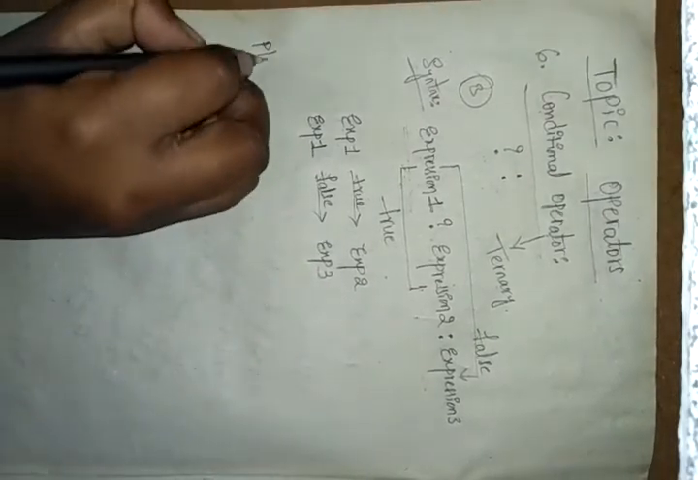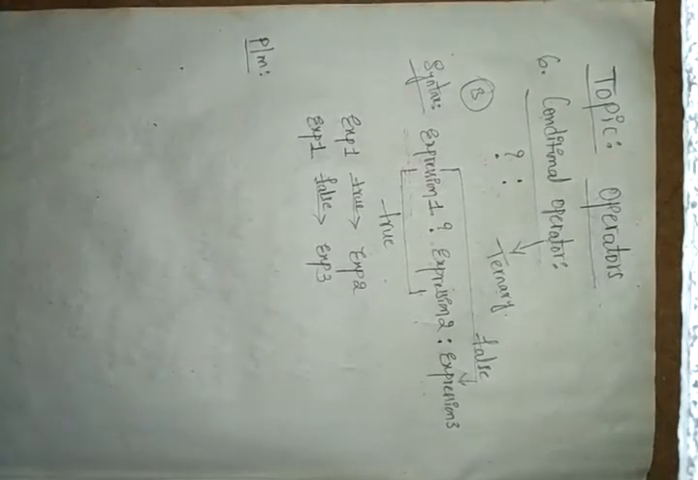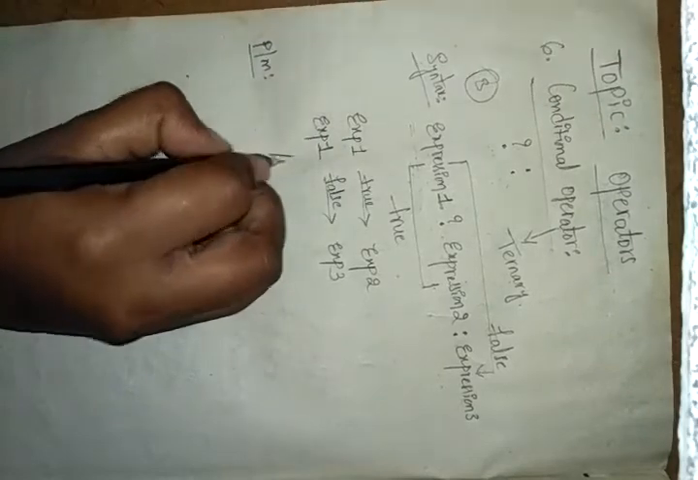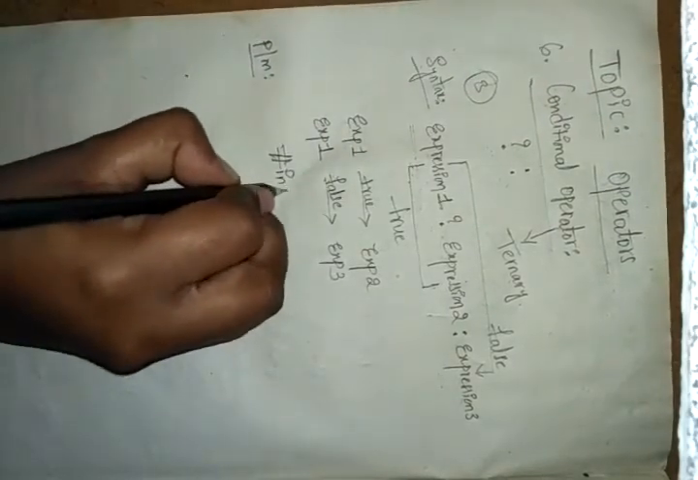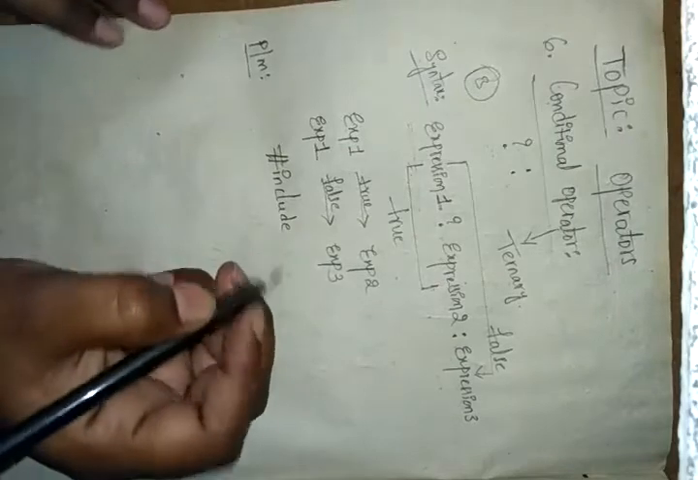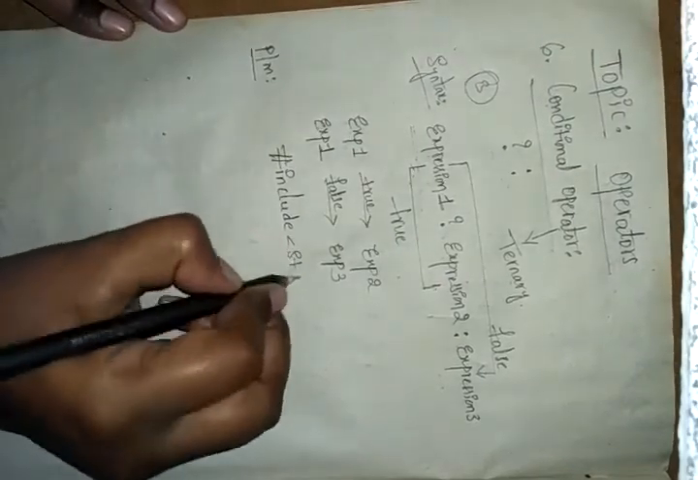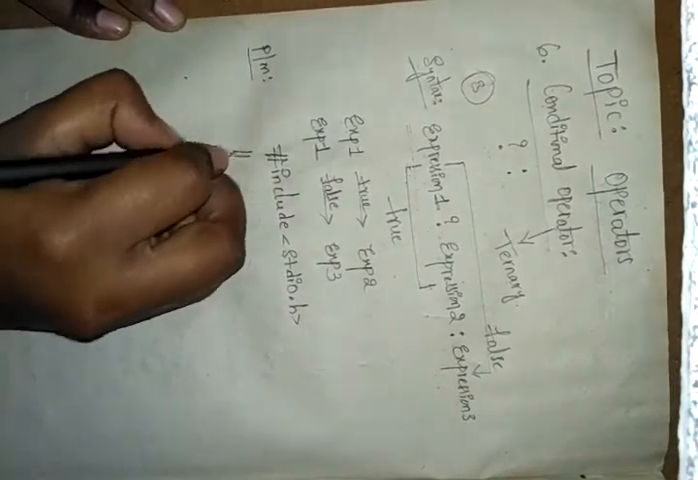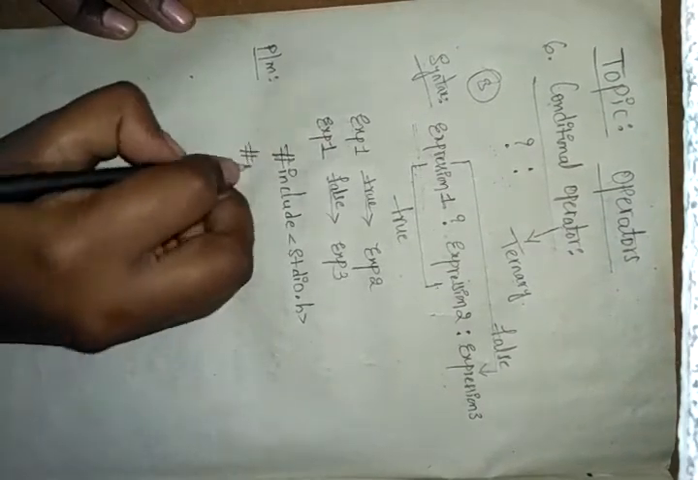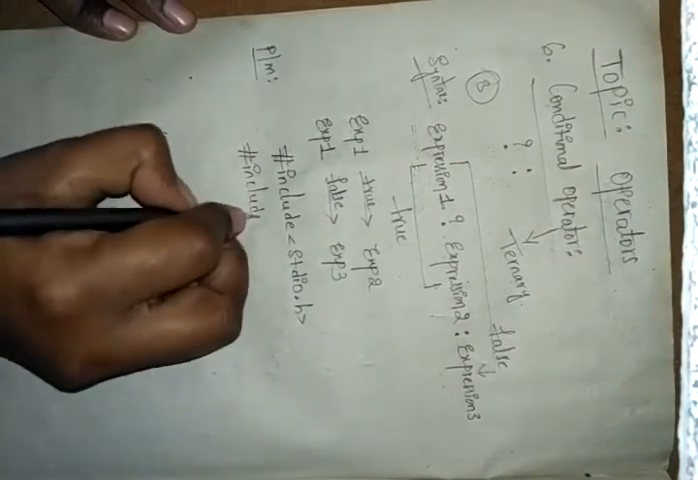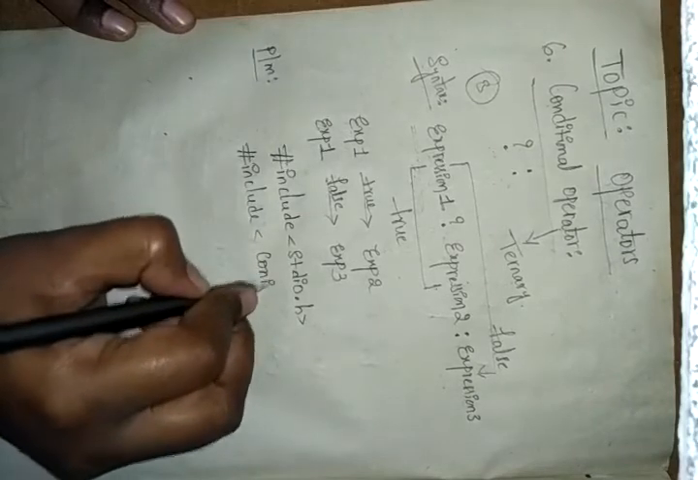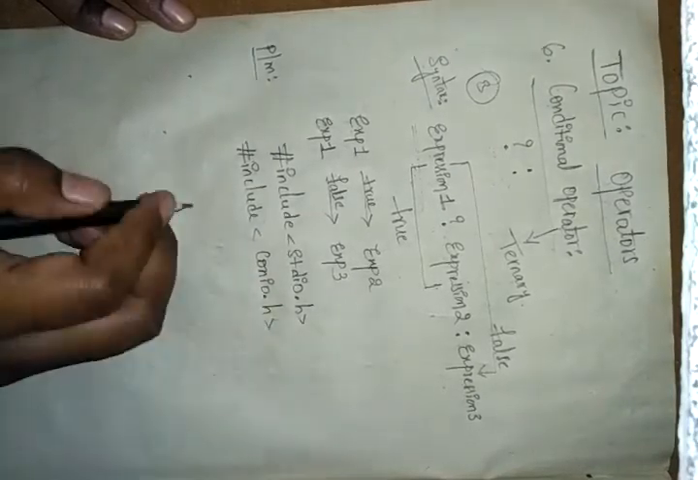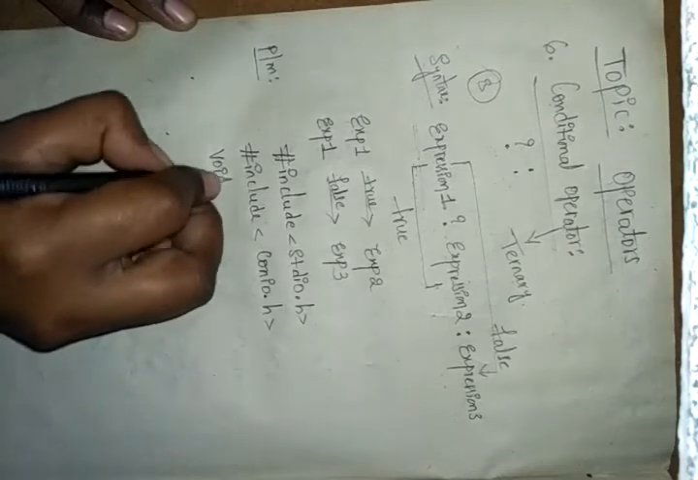Let's see a program for the conditional operator. This is a very simple program to understand the conditional operator. Hash include stdio.h, hash include conio.h, and next, start with void main.